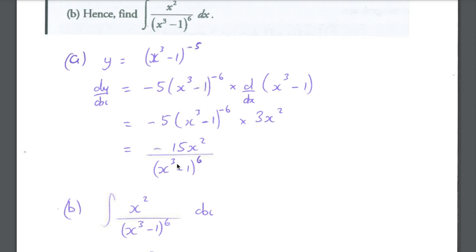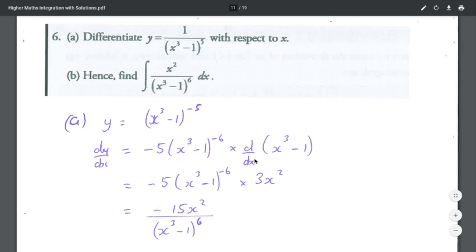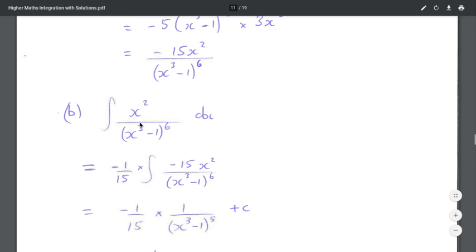Okay, if I integrate this without any working, I will get back to 1 over bracket to the 5, because I know integration undoes differentiation. So if I'm just integrating x squared over bracket to the 6, if I write negative 15 at the front there, I'll integrate this and get back to what I was asked to differentiate in part A, but I can't just put a negative 15 there. I'll need to take out a negative 1/15, because when I multiply this by negative 15, I will get 1, because it's 1x squared at the moment.